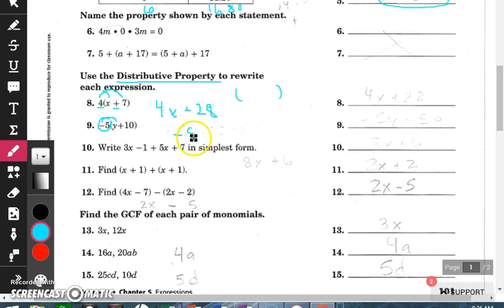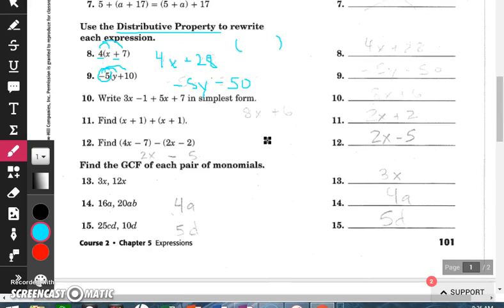That is a negative 5y. And this is a negative 5 times a positive 10. When you have a negative number times a positive number, it makes a negative product. And there we go, negative 5y minus 50.